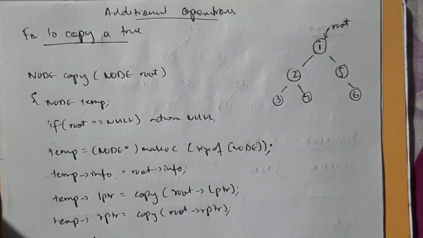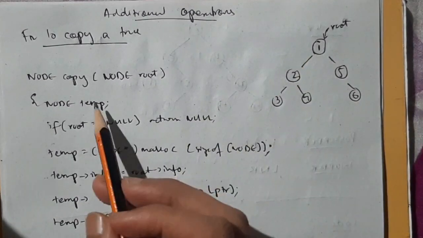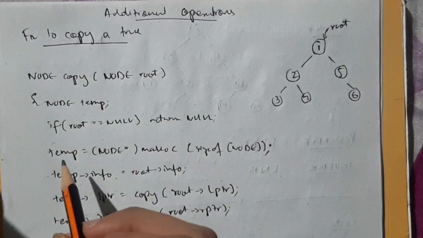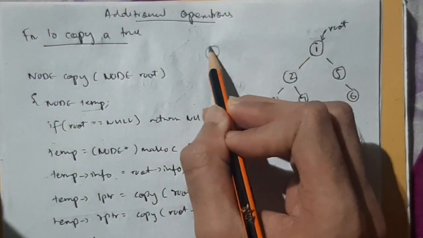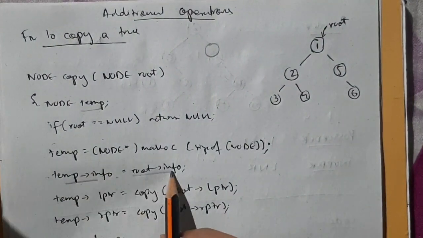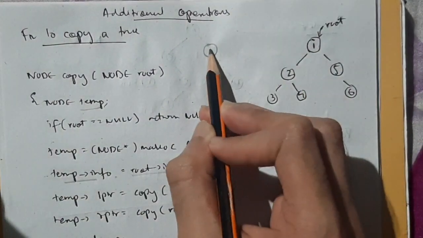Here are some additional operations. This is not that important, but if you want you can watch this too. See, if you have to copy a tree, what will you do? First you will create a temp, means just a circle as this one, and temp arrow info is equal to root arrow info. What is the info here? That will be copied here.